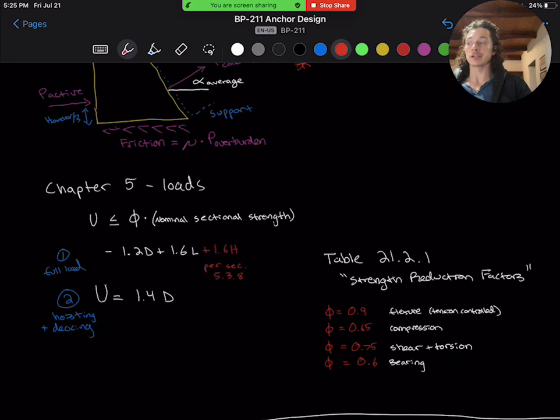Flexure phi is going to be 0.9. Because that's ductile, we can add a little more capacity. Compression, because it's going to be brittle, is 0.65. Shear and torsion will take a reduction factor of 0.75. And for bearing on concrete, we'll take a reduction factor of 0.6. Now, in the following sections, we will discuss how to calculate the nominal sectional strength for each possible failure mode.